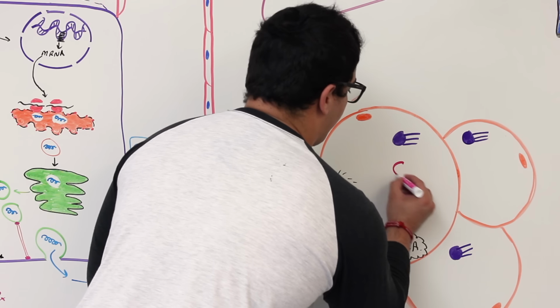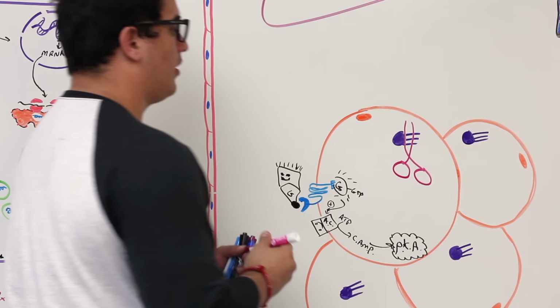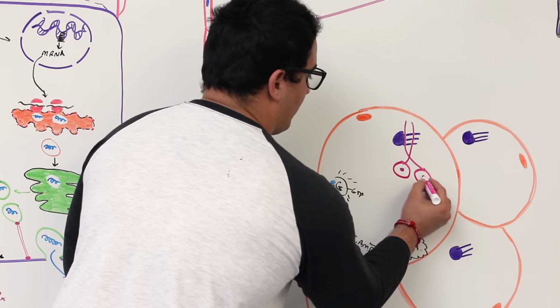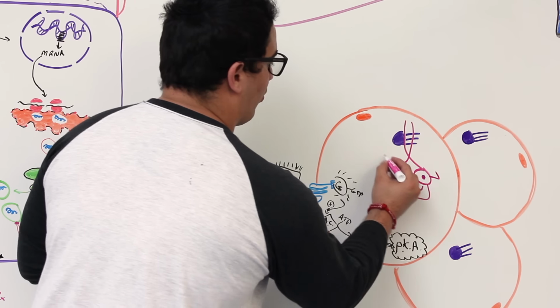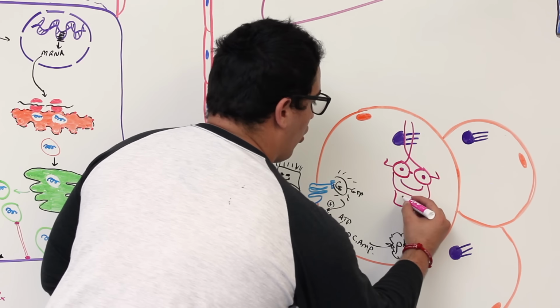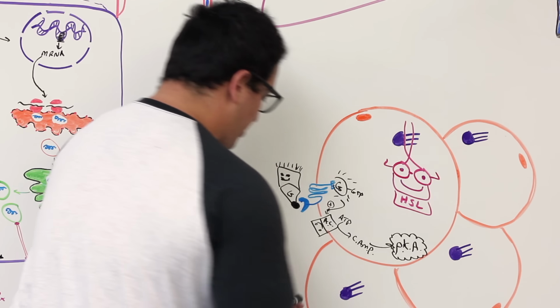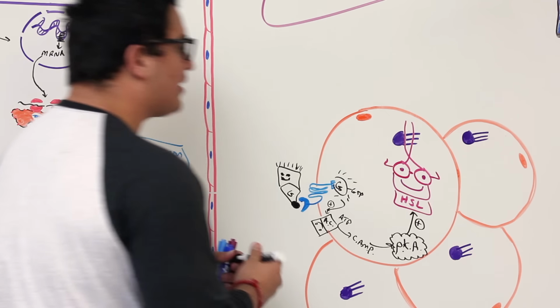Look what I got here. You see that enzyme right there? This enzyme, look at him. He's ready to roll, okay? This enzyme is ready to roll. This enzyme is called hormone sensitive lipase. Guess what protein kinase A does? He comes over here and he'll phosphorylate that enzyme, activating the enzyme.